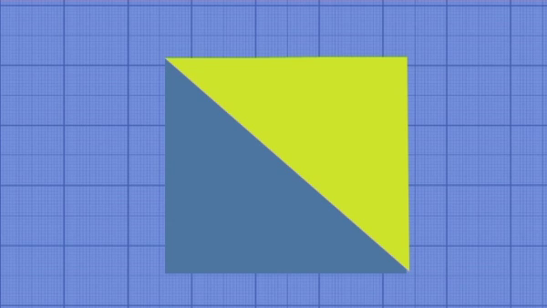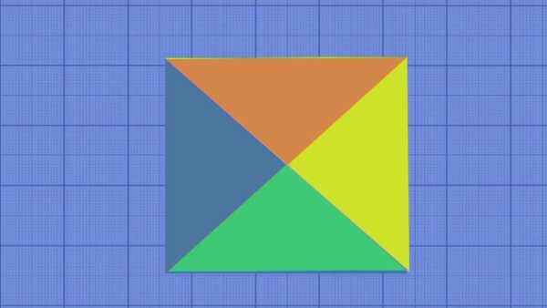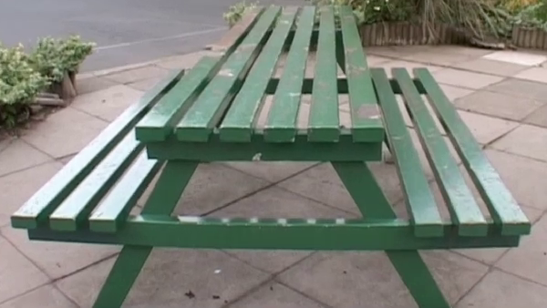There are 2 implicit right-angled triangles in the square. Each one is an isosceles right-angled triangle. If you looked harder, you could find more and more right-angled isosceles triangles inside the square. Have a look for the implicit shapes in this real-life shape.